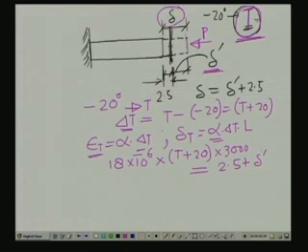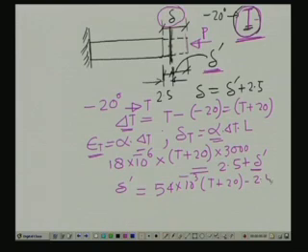Now, from this we get the value of delta dash is equal to 54 into 10 to the power minus 3 into T plus 20 minus 2.5. Now, this delta dash, which is being caused from the wall to this end, and this particular part has to be brought back to this wall level by applying this force P.